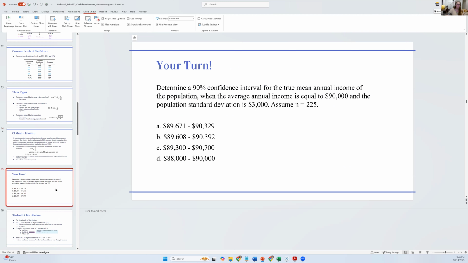So here is the first question. And as I said, it's in the confidence interval quiz, which you can find in the assignments tab. It's published now. You can do it. I want you to determine a 90% confidence interval for the true mean annual income of the population. So you've got 90,000, you've got the population standard deviation, and you've got the n.